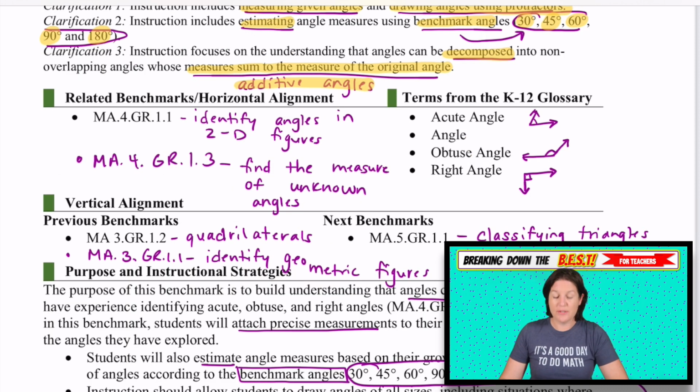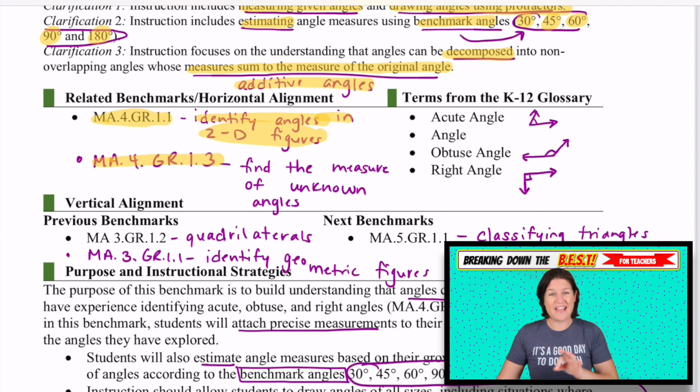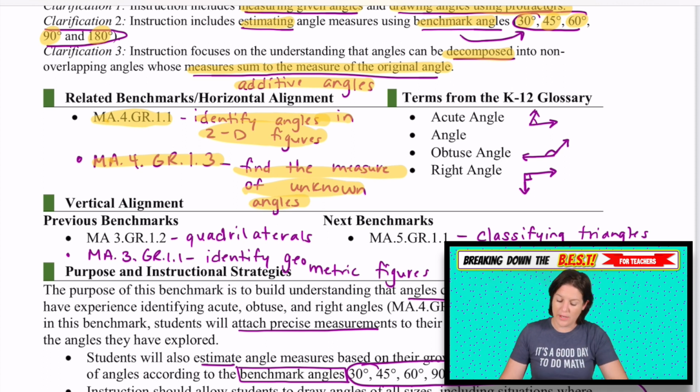All right, so what are the related benchmarks that can be horizontally aligned with this one that we're going over? Well, we've got MA.4.GR.1.1, the standard right before this, where we will identify angles in two-dimensional figures. So students should have definitely spent time doing this. Then in MA.4.GR.1.3, I added this one. It's finding the measure of unknown angles. So using what you know to determine an unknown angle. It kind of goes together with that additive angle component that we have in this standard.